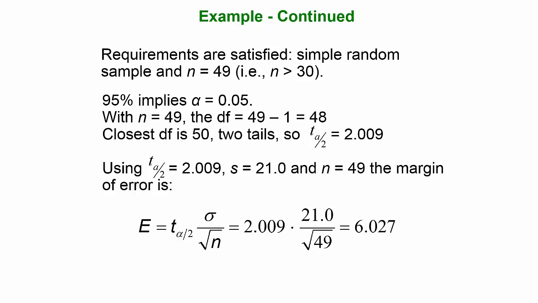So are the requirements satisfied? Let's check. It is a simple random sample, and our sample size is greater than 30, so we're good to go with that. 95% implies that alpha is 0.05. With n equals 49, the degrees of freedom is always one less than the total in your sample, so the degrees of freedom is 48. Let's take a look at table A3 together to see how to find the corresponding critical value for the student t distribution.